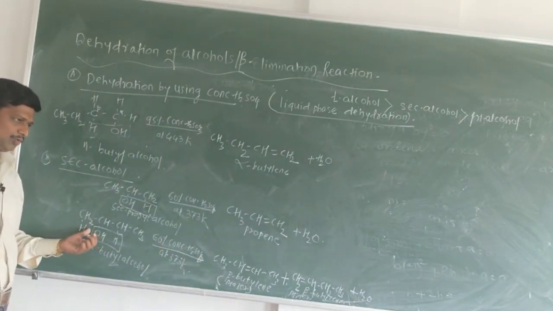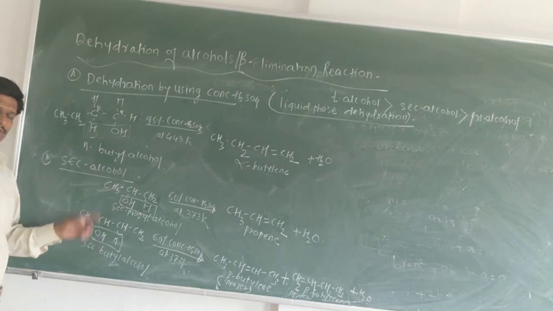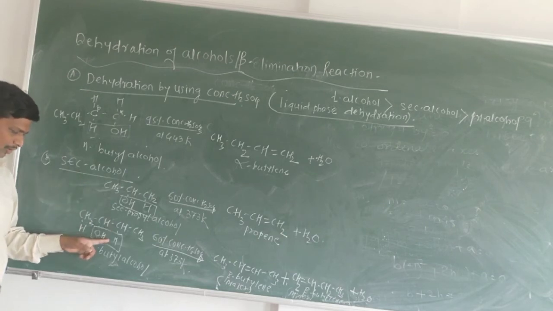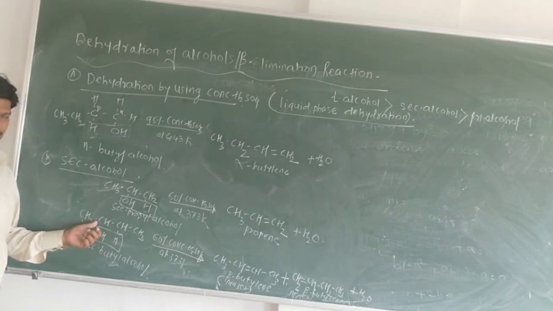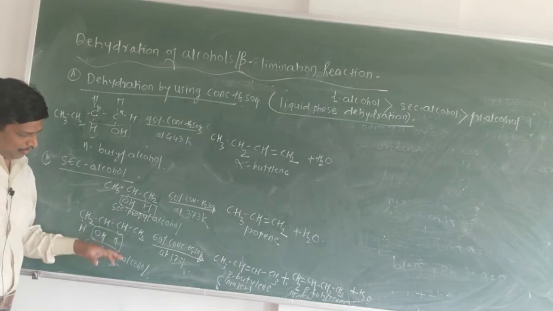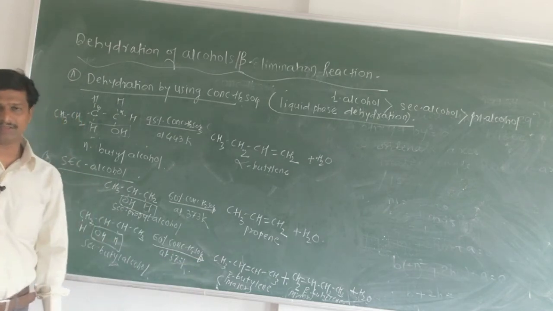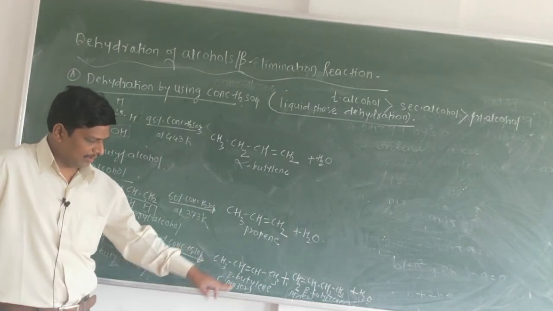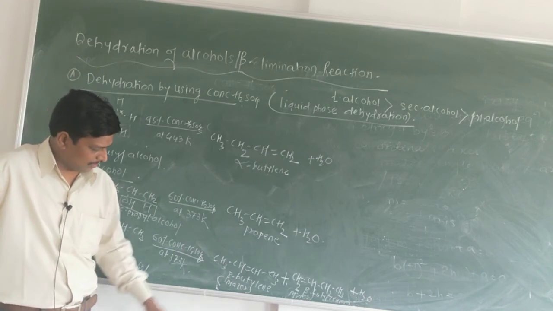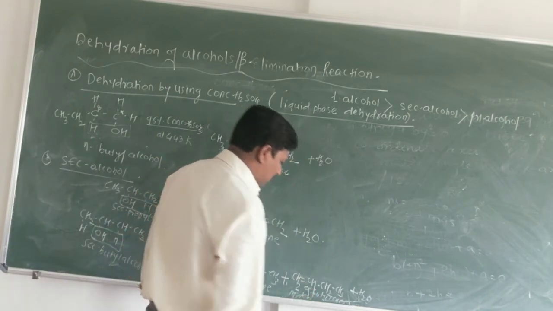According to Saytzeff's rule, the hydrogen atom is preferentially removed from the carbon atom which carries the lower number of hydrogen atoms and is adjacent to the OH carbon atom, to form the major product. So according to Saytzeff's rule, in this reaction beta butylene is the major product, and alpha butylene is the minor product.